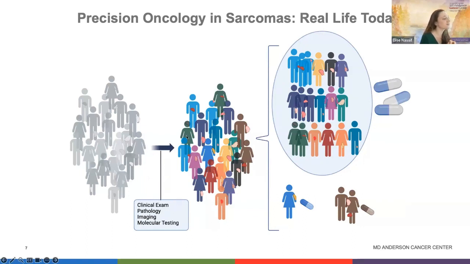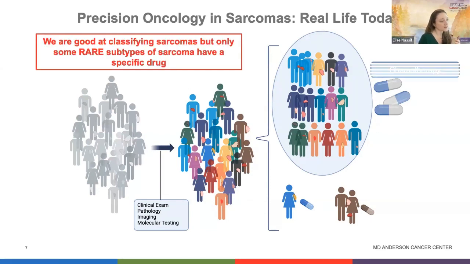Now, in practice, unfortunately, in sarcomas, we're actually very good through clinical exams, pathology, imaging, and molecular testing. We're very good at seeing all those differences in our patients and in our tumors. We've become very, very good at grouping them together in a similar fashion. But unfortunately, right now, the reality is that the vast majority of our patients, the best treatment we have for them remains chemotherapy-based treatment for sarcomas.